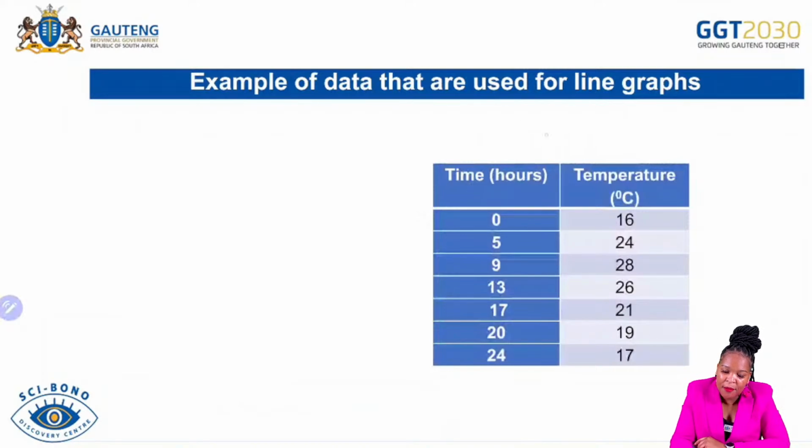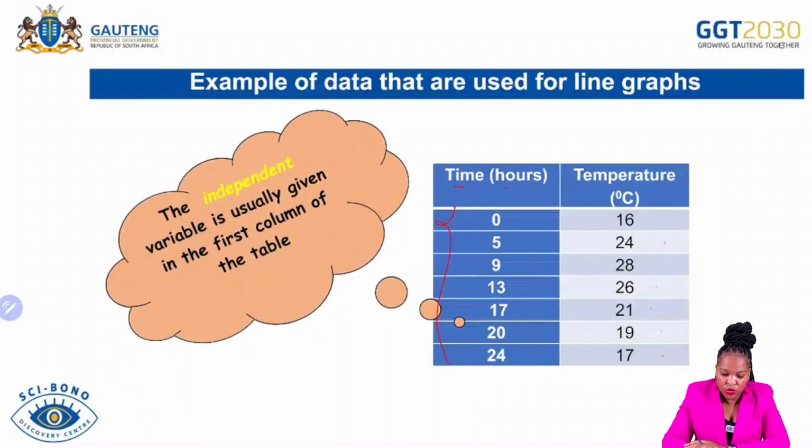So you have time in this investigation. They had time in hours, from 0, 5, 9, 13, 17, 20, and 24. And then the temperature changed to 16, 24, 28, 26, 21, 19, 17 as time went up. So from the table, you are able to tell that information, but we still need this information to be in a graph form, a line graph. So how are you going to do that?